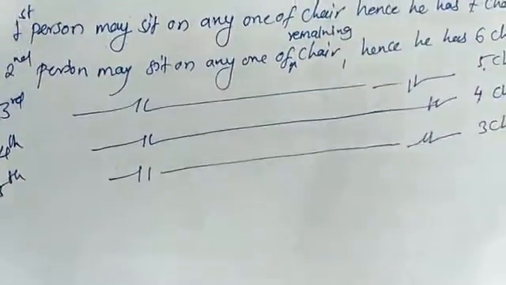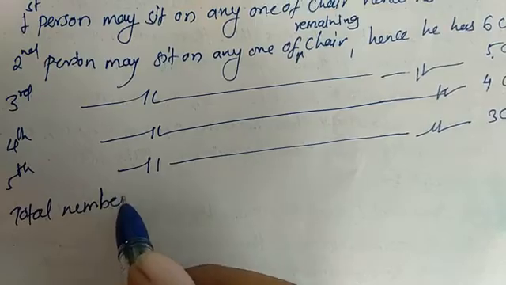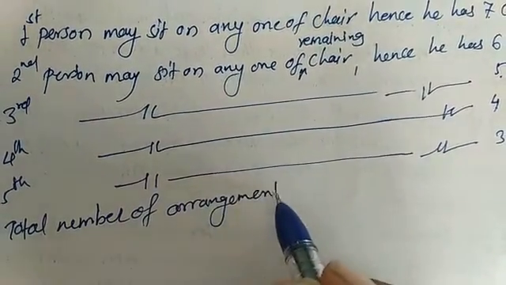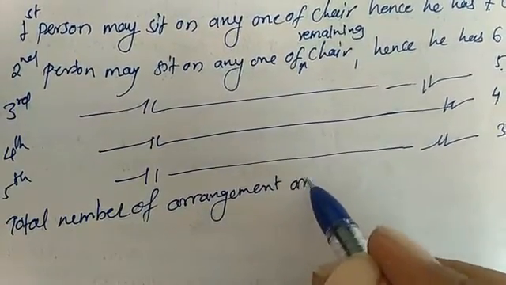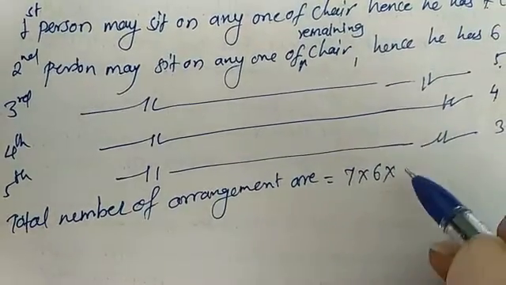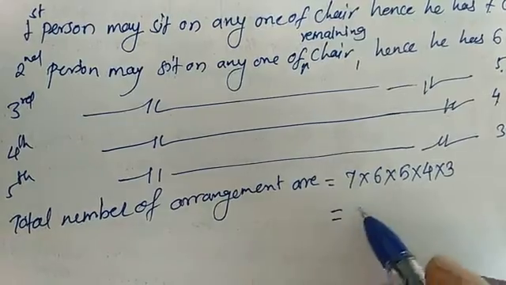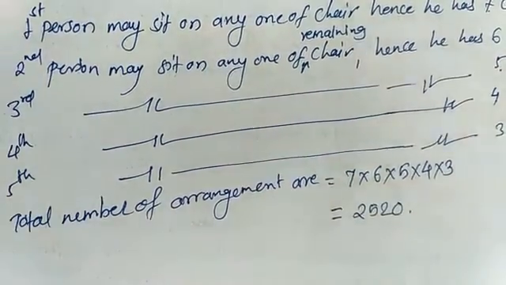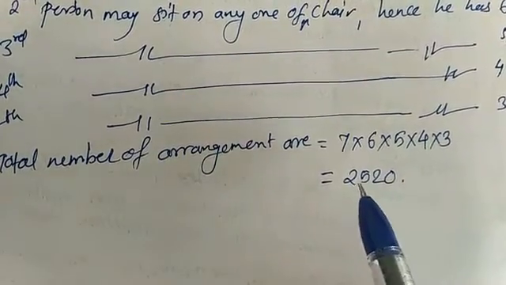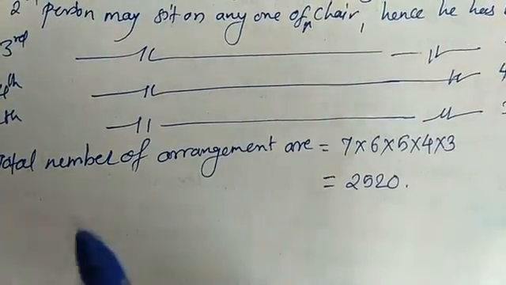So the total number of arrangements is 7 into 6 into 5 into 4 into 3, and its total multiplication is 2520. So the total number of different photographs of 5 persons on 7 chairs will be 2520.